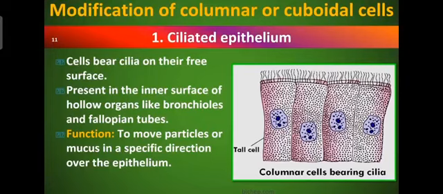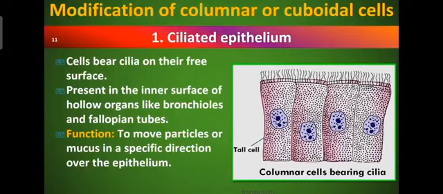If the cells bear cilia, cilia means the thread-like structure. In the diagram you can see, if cells bear cilia on their free surfaces, then it is called ciliated epithelium. So where are these present? These are present in the inner surface of hollow organs like bronchioles and fallopian tube. Bronchioles in the respiratory system, fallopian tube in the reproductive system. Then what function are they carrying out? Their function is to move particles or mucus in a specific direction over the epithelium.